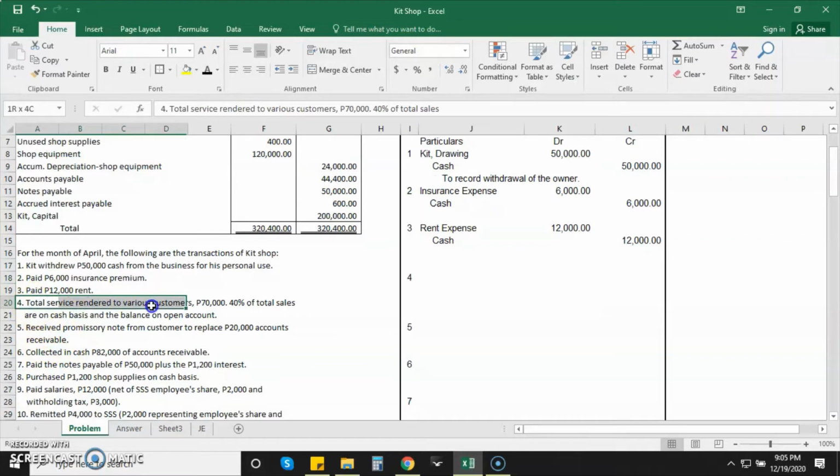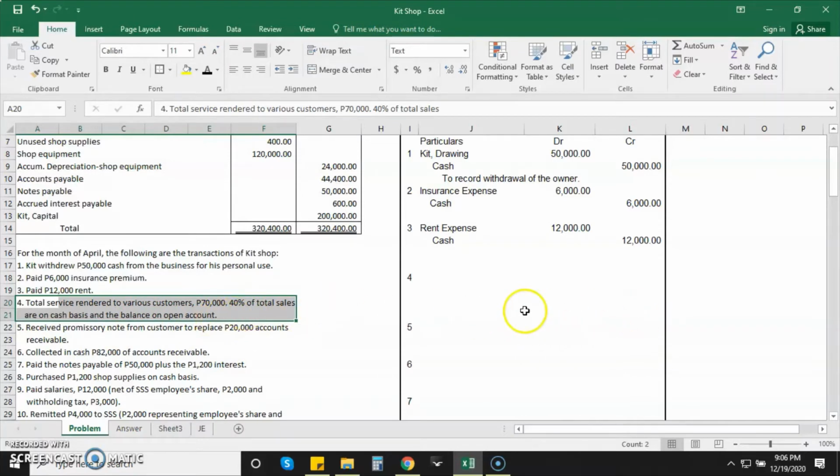Total service rendered to various customers, 70,000. 40% of total sales are on cash basis, and the balance on open account. So when you say an open account, open account refers to the unpaid, depending on if it's an unpaid receivable or an unpaid payable. So again, total service rendered to various customers is 70,000. 40% of total sales is in cash, and then the remainder is yet to be paid by the customer.